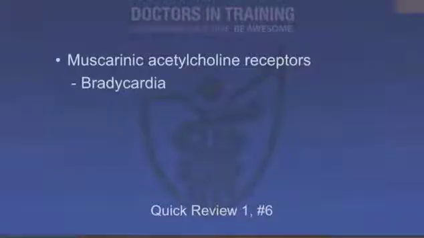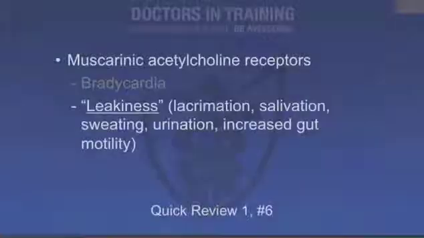So your two main parasympathetic receptors: your main parasympathetic neurotransmitter is acetylcholine, but you have your muscarinic acetylcholine receptors, and these mediate all of your parasympathetic activities, including bradycardia, slowing down of the heart rate by way of what nerve? Your vagus nerve. And also by stimulating muscarinic acetylcholine receptors, you're going to stimulate leakiness in your body.